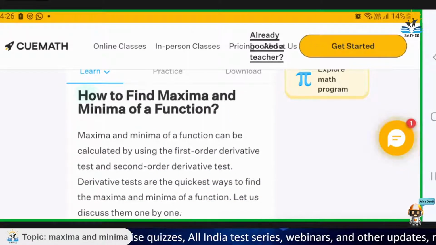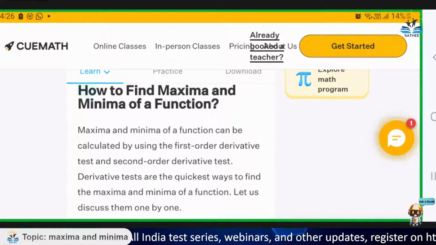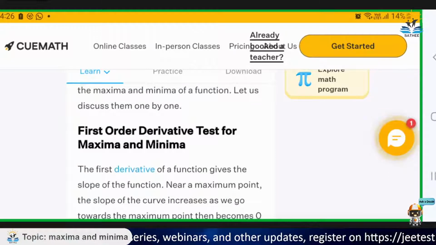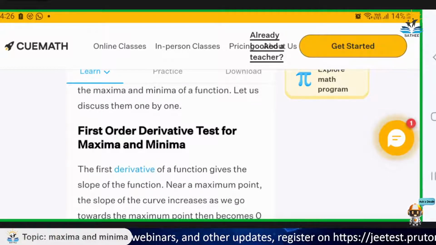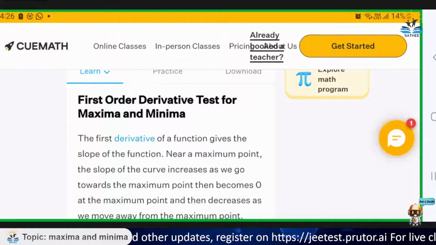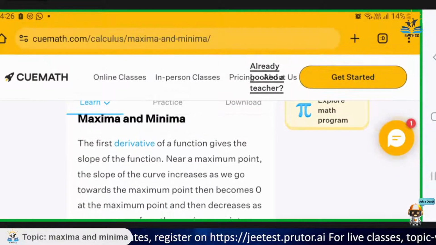Now we will see the applications on how to find maxima and minima of a function. So the first method to find local maxima and local minima is the first order derivative test. So what does the first order derivative test say?